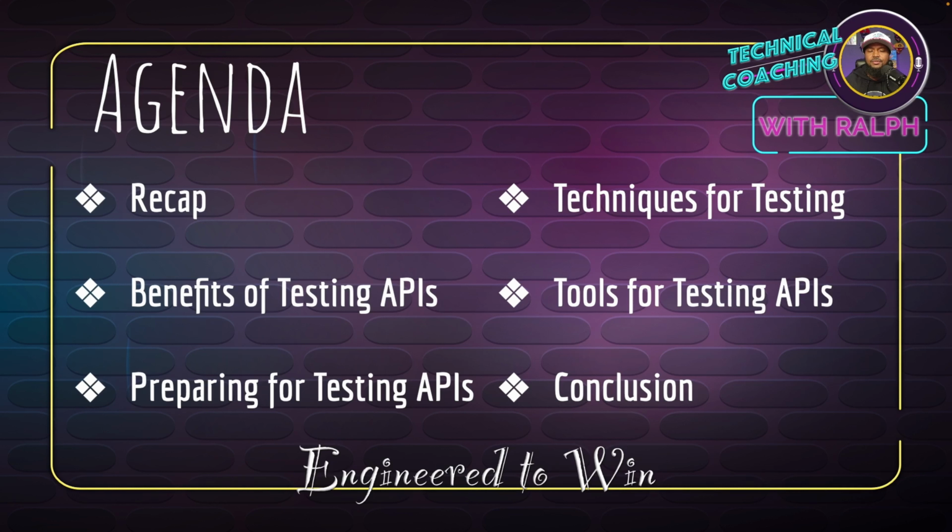So, what is our agenda for today? We're going to have a recap of what we went through last week about our introduction to APIs. We are going to be focusing on the benefits of testing APIs, how we can prepare for testing APIs, some of the testing techniques we can employ when we're going through this API testing, and what tools we can use for testing APIs, and then we're going to wrap it up with our conclusion. So let's jump into it. Let's not waste any more time.